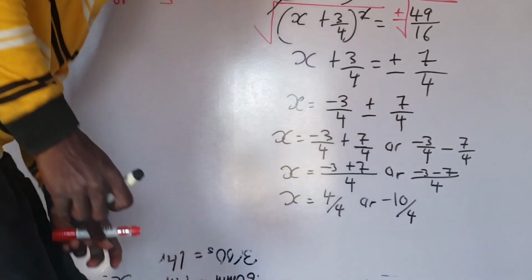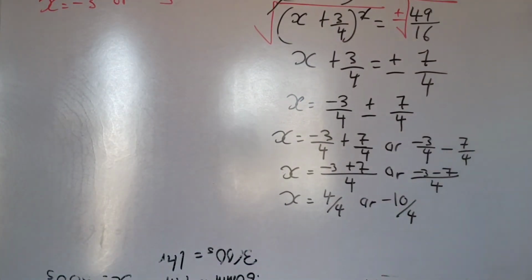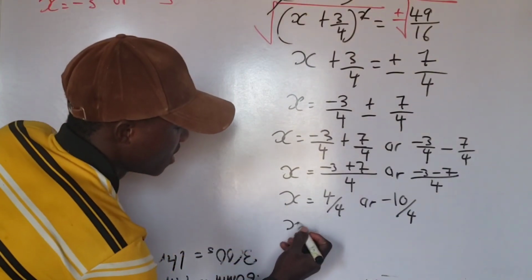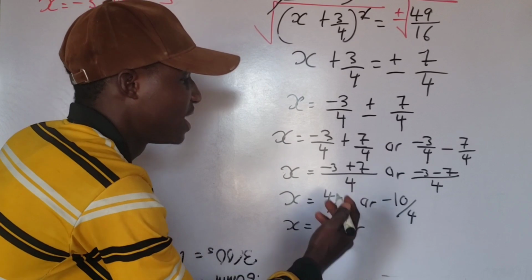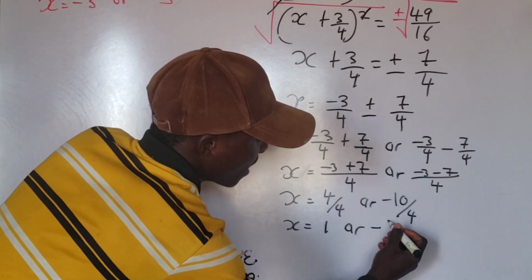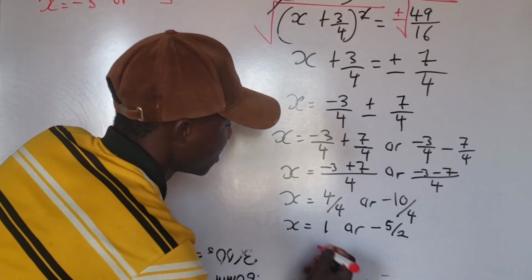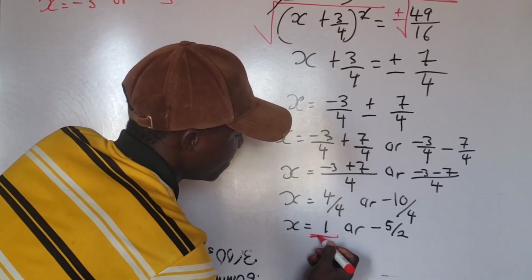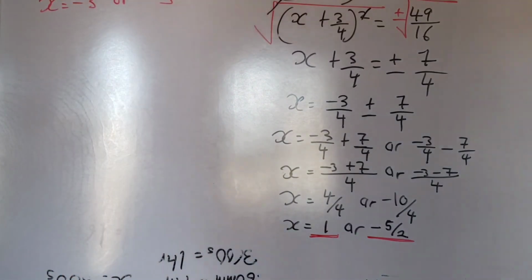Now, from this point, you can reduce the fraction. 4 divided by 4 will give us 1. So I'm going to have x equals 1, and you can as well reduce negative 10 over 4. Negative 10 over 4 is negative 5 all over 2. So the value of x is 1 or negative 5 all over 2. If you didn't understand, listen to the explanation again. So that is how to solve a quadratic equation using completing the square.